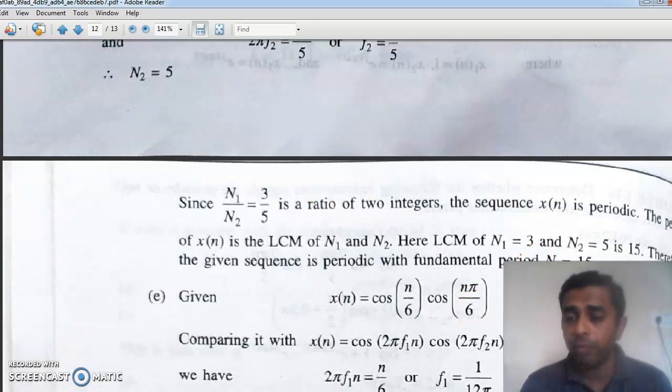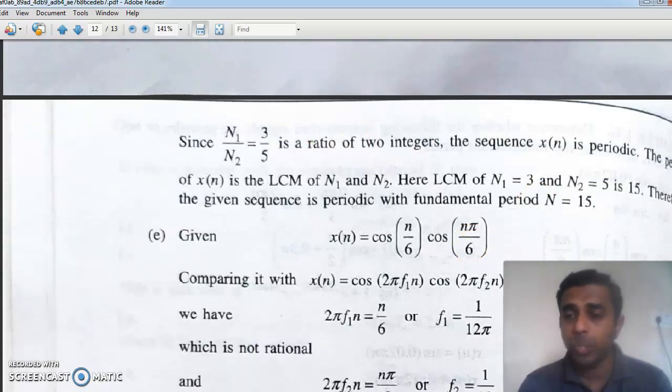So that is a fundamental frequency. n1 is already given, so n1 is 3 and n2 is 5. So what is the fundamental period of the composite signal, that is 5 into n1 or 3 into n2. So 5 into n1, where n1 is 3, so 3 into 5 is 15, which should be equal to 3 into n2. What is n2, that is 5, so 3 into 5 is 15. So the fundamental period of the composite signal is nothing but 15.